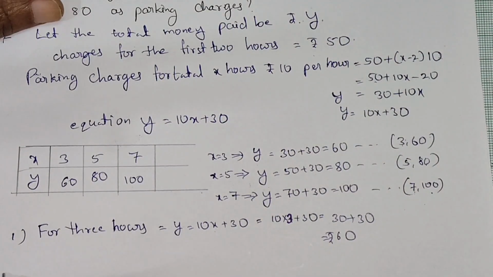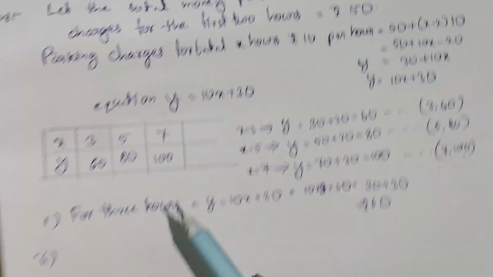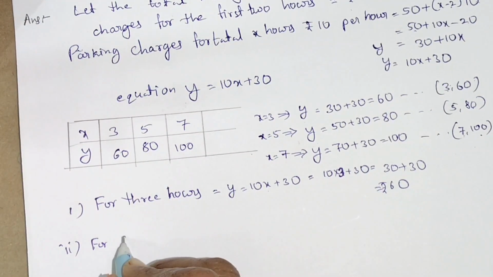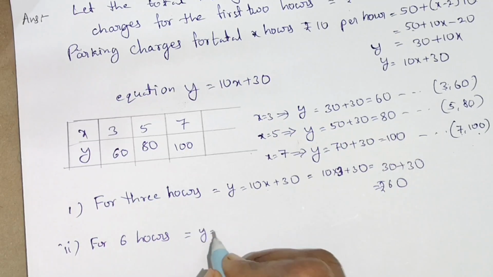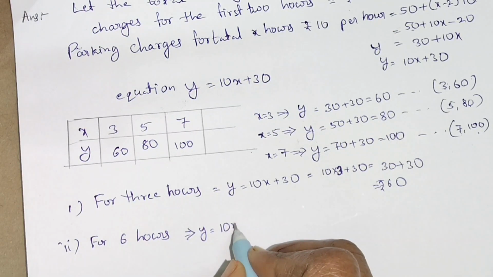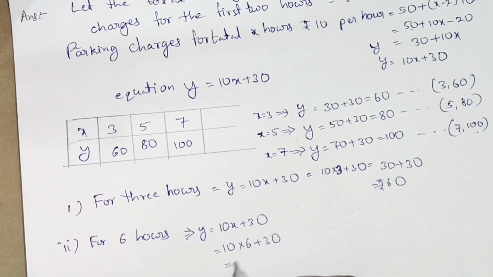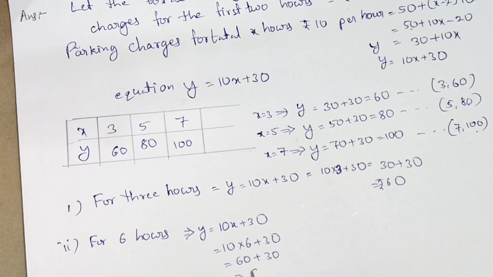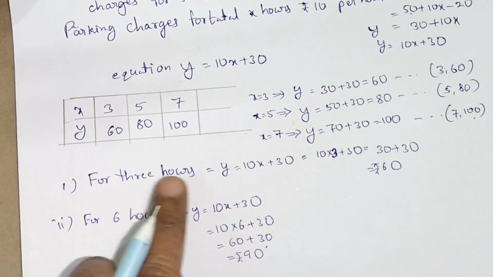The second question is for 6 hours. For 6 hours the amount y is equal to 10x plus 30, which means 10 into 6 plus 30. 60 plus 30 equal to 90. So the total amount is 90 rupees for 6 hours and 60 rupees for 3 hours.